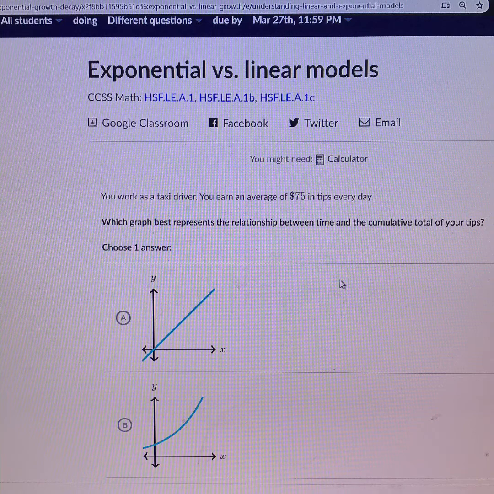So in this example, it says you're working as a taxi driver, you earn $75 in tips a day, so that means when the day goes by, you're going to get another $75, and another day is another $75, so that's adding money to your account or to your wealth every single day. It is certainly not multiplying by $75 every single day, because who even knows what a dollar squared looks like anyway?